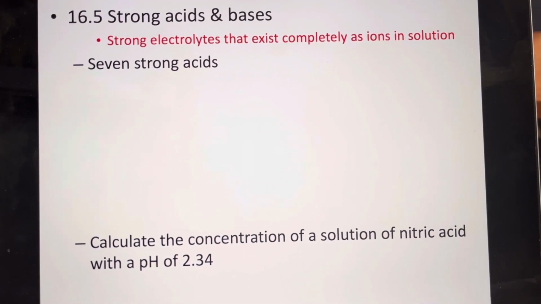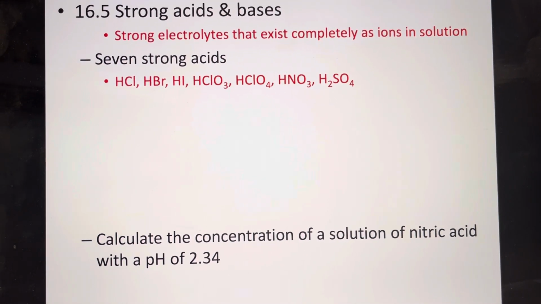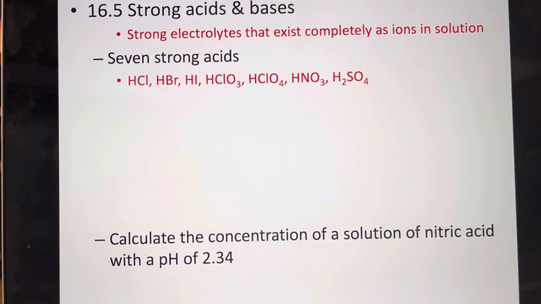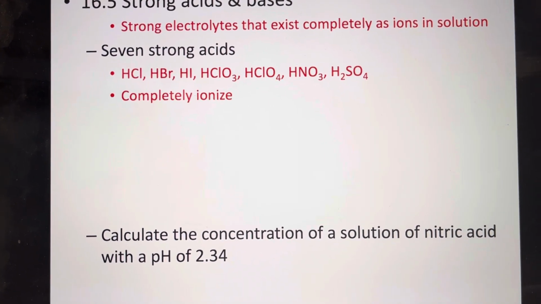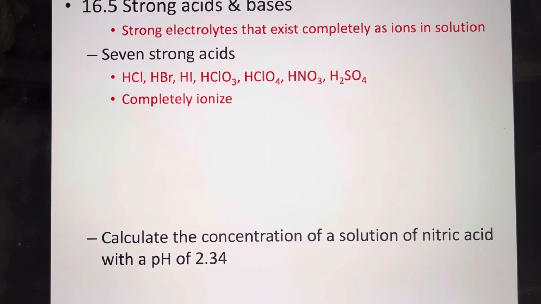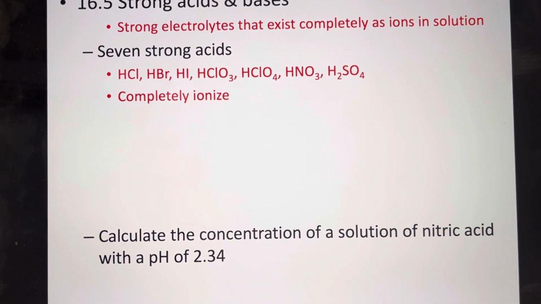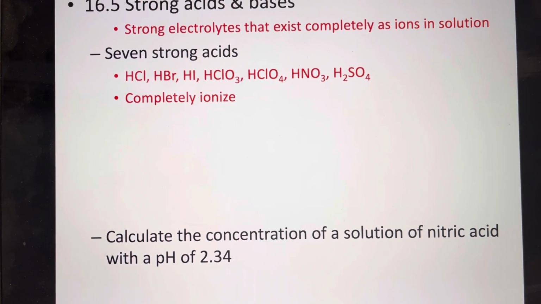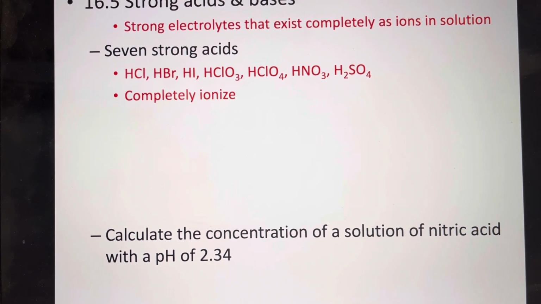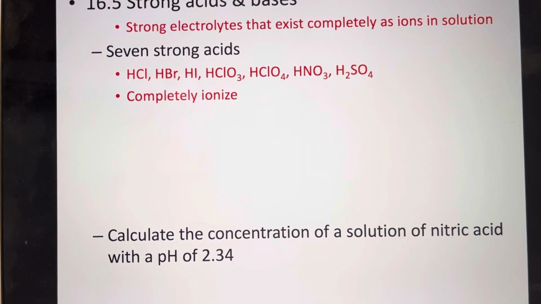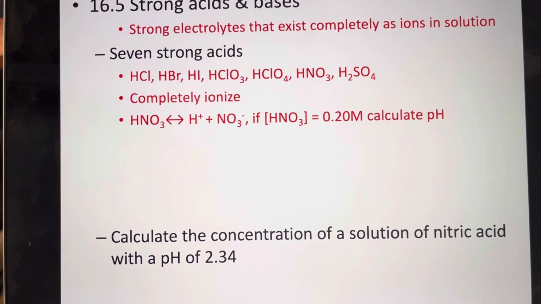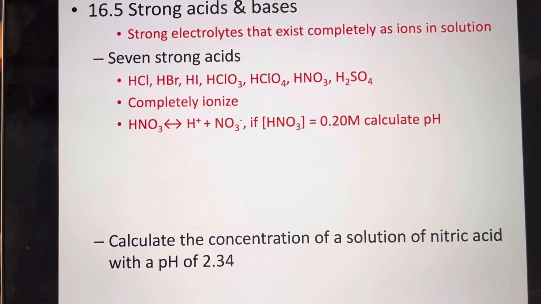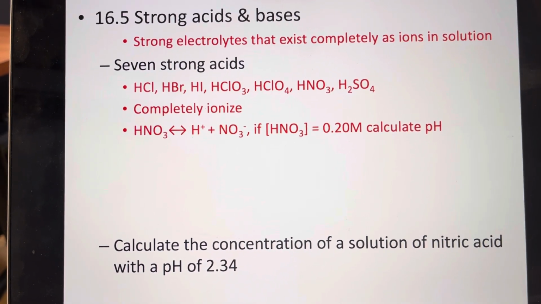And again, as we mentioned before, the 7 strong acids, you just need to know these. Those are listed there, the same ones I gave you on Thursday. And again, all of those 7 strong acids completely ionize. Any that aren't one of those 7, they do not completely ionize, and we'll talk about those next week with our weak acids.